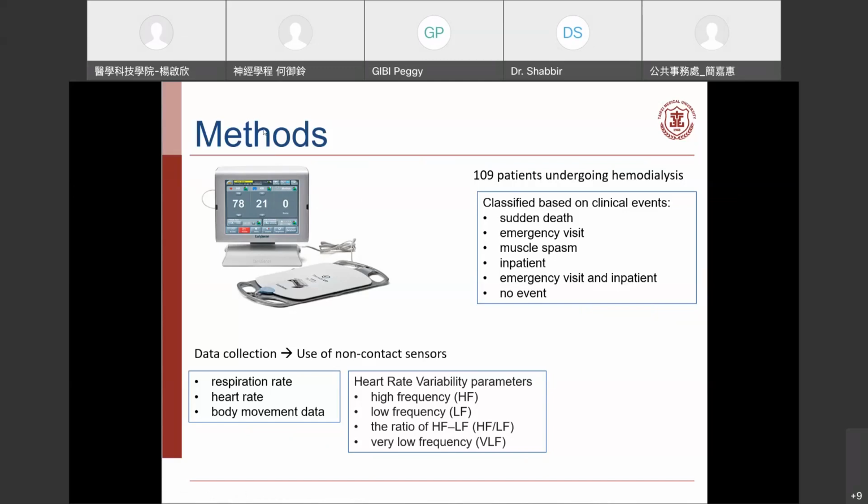The patient is restless. So we collect this when the patient is undergoing hemodialysis on the bed. The patient has to lie down on the bed with this sensor under their mattress. The patient will not know, it will not be connected directly, but data will be collected. Then we wanted to see, using these three parameters, respiration rate, heart rate, and from heart rate we estimate heart rate variability, whether we can predict one of these clinical events: either sudden death, emergency visits, muscle spasm, inpatient admission, or ER emergency room visit, or no event.